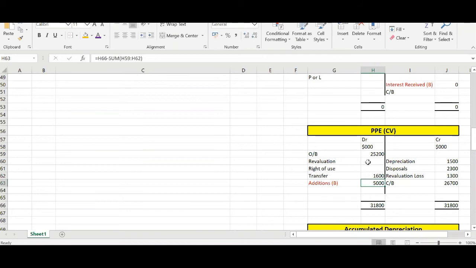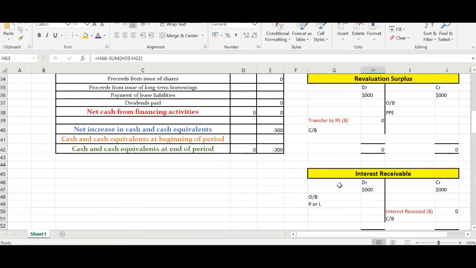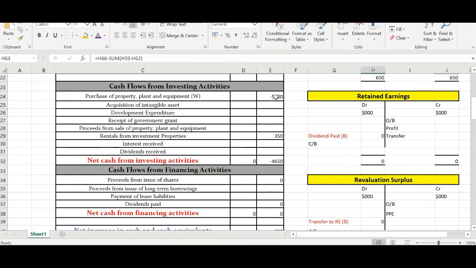Now in this question, we have the opening balance, closing balance. We have the revaluation, but that is a revaluation loss. That is why we have taken that on the credit side. The right of use, we do not have any lease thing over here. In some other question you may have. So this 5,000 is the purchase of PPE. I have linked it directly. So you can see this represents the outflow.